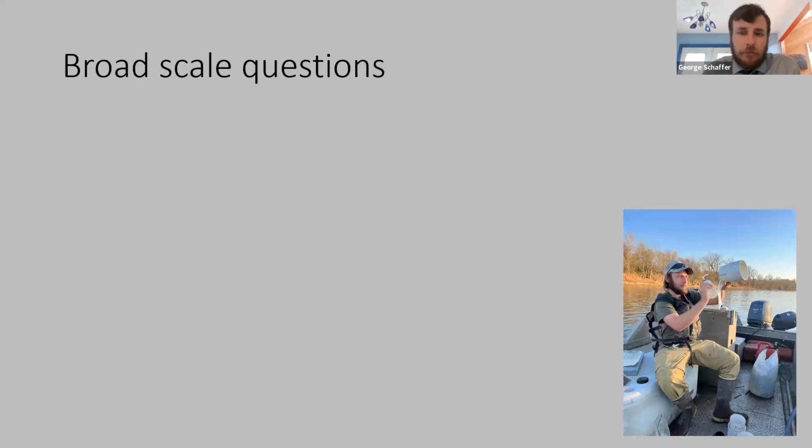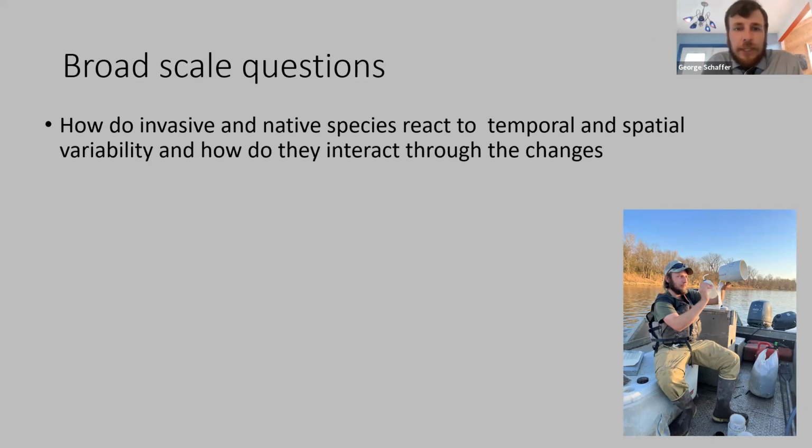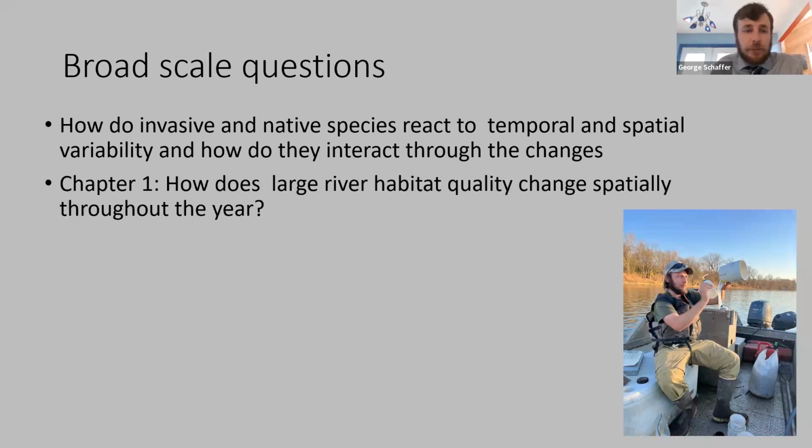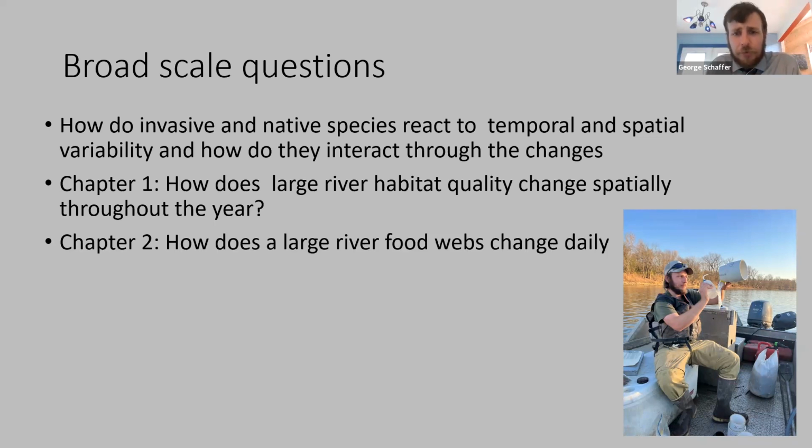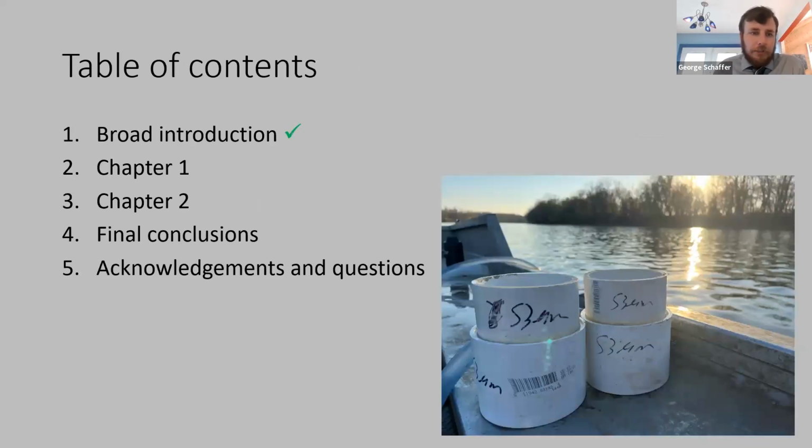So the broad scale questions we're looking to answer through this talk are, how do invasive and native species react to temporal and spatial variabilities, and how do they interact with each other throughout these changes? But more specifically, in our first chapter, how does large river habitat quality change spatially throughout the year in an unstable system such as the Wabash River? And for our second chapter, how does a large river food web change daily in a more stable system such as the Illinois River?